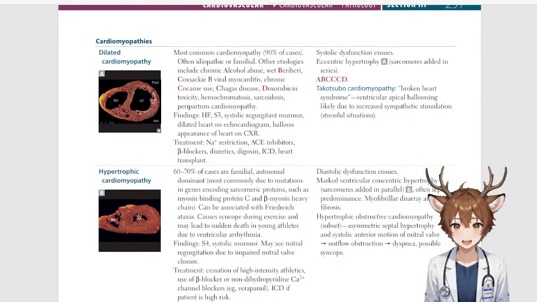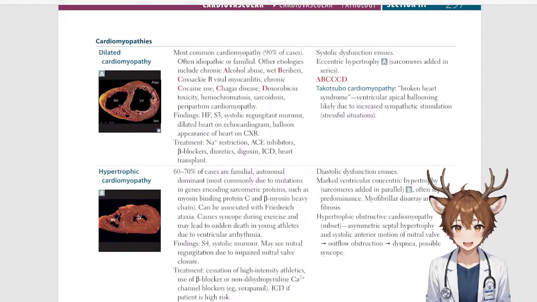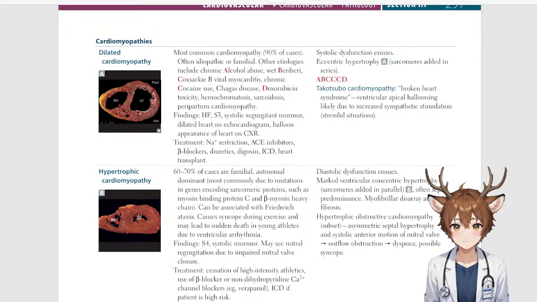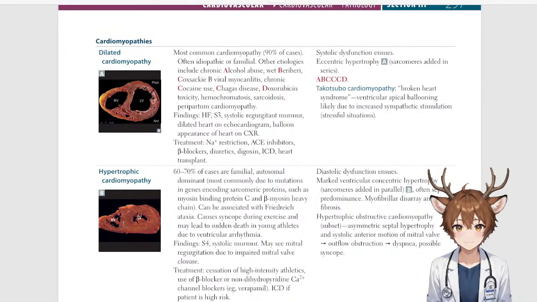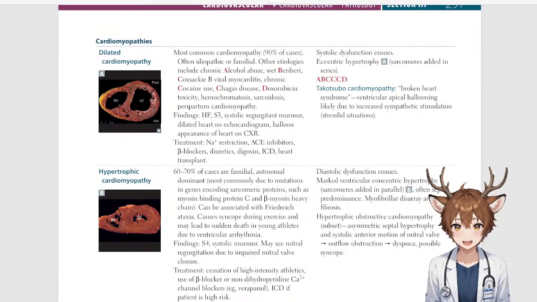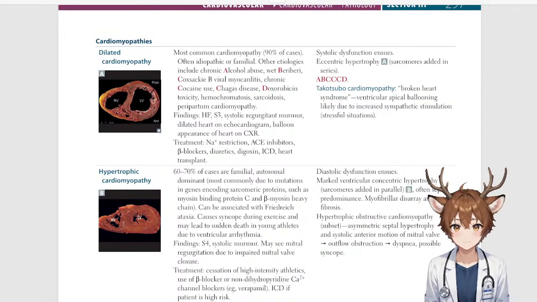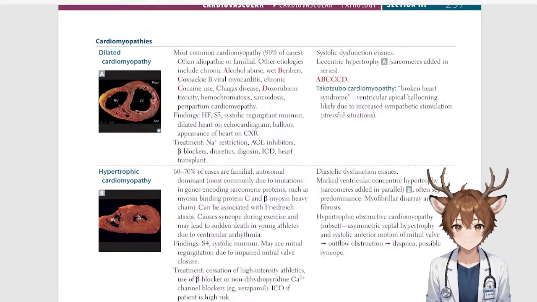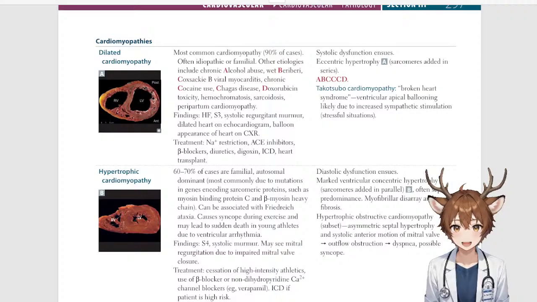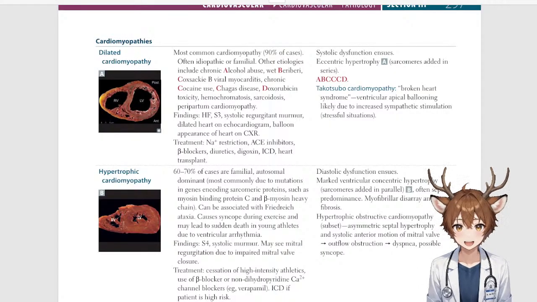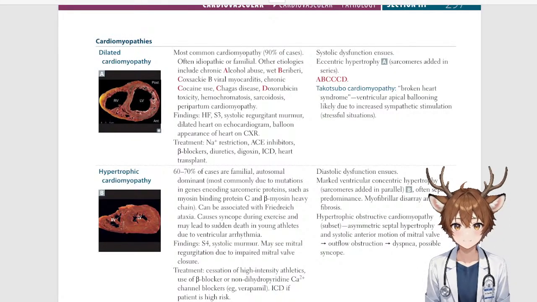Other etiologies include drugs, alcohol, cocaine, doxorubicin, infection like Coxsackie B virus or Chagas disease, ischemia like CAD, which is the coronary artery disease we were talking about before, and systemic conditions like hemochromatosis, sarcoidosis, thyrotoxicosis, wet beriberi, and peripartum cardiomyopathy. Findings include heart failure, S3 sound, systolic regurgitant murmur, dilated heart on echocardiogram, and balloon appearance on chest x-ray.